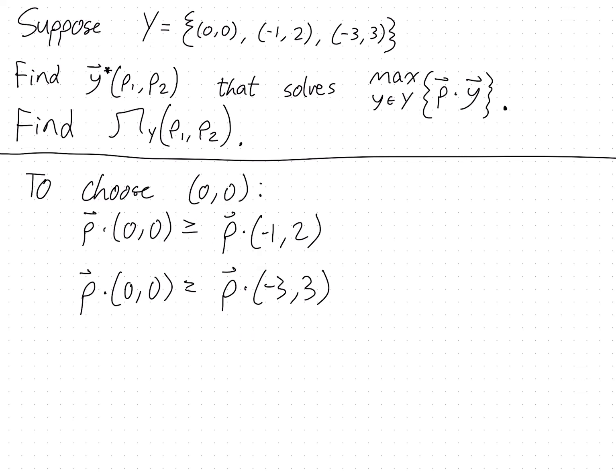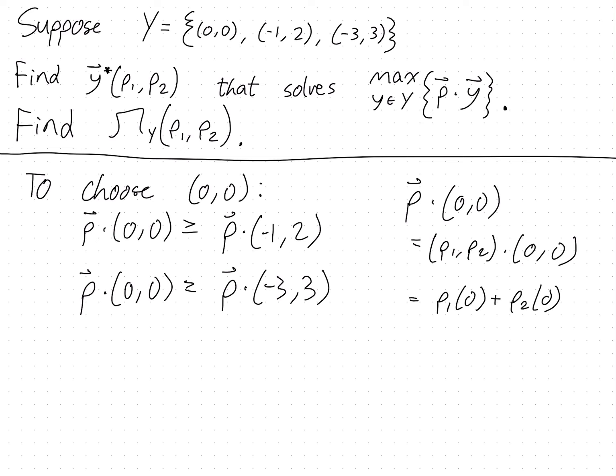So this one I'll write all the way out, and the other two, when we do them, I'll skip some steps for the purpose of time. But for this dot product, p dot (0, 0) is equal to (p1, p2) dot (0, 0). And to figure out this dot product, it's p1 times 0 plus p2 times 0, which is just 0. So we can replace these two with just the number 0.